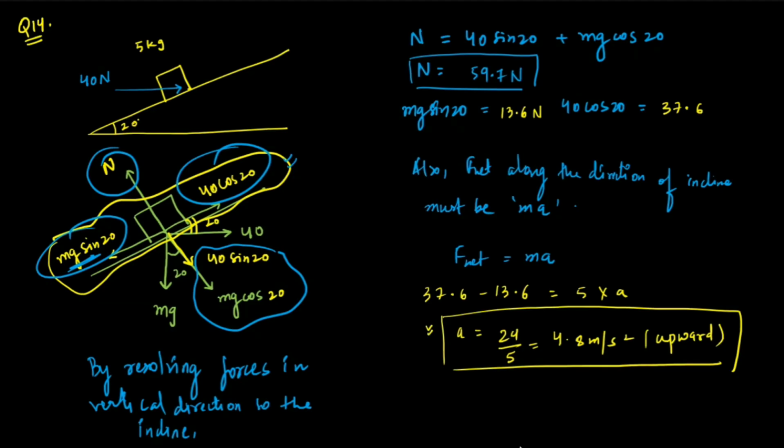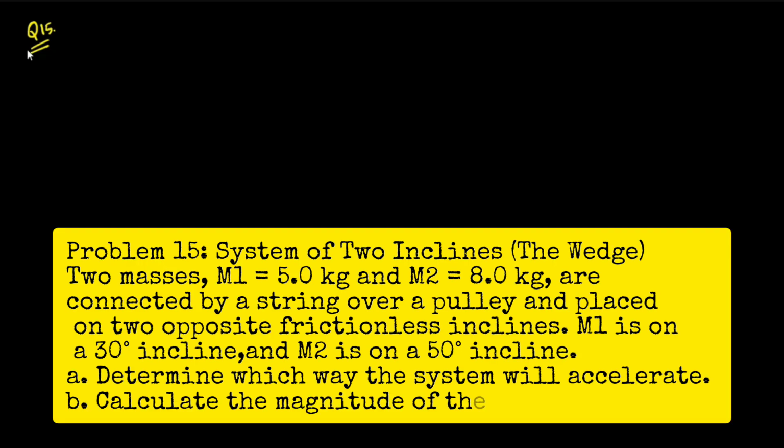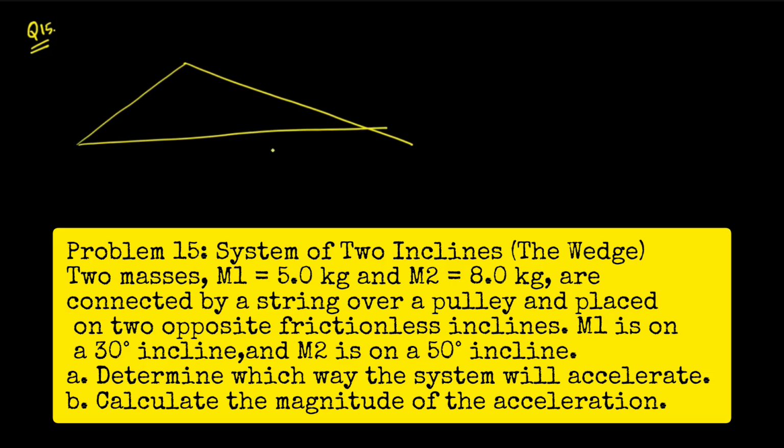Okay. So last question of this particular section, problem 15. The question says system of two inclines. So there are two inclines. M1 and M2 are connected by a string over a pulley and placed on two opposite frictionless inclines. M1 on 30-degree incline, M2 on 50-degree incline. So how does it look? Something like that must be there.